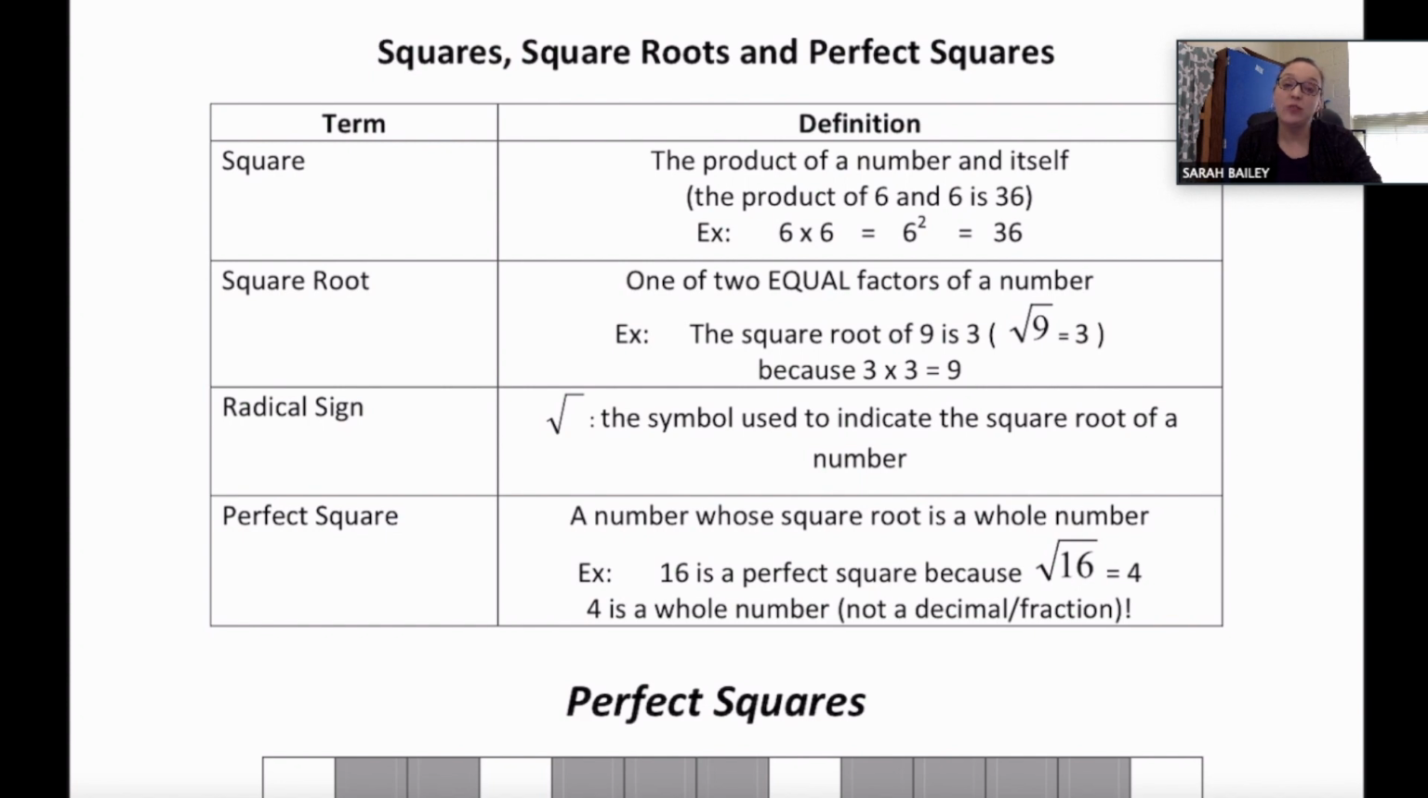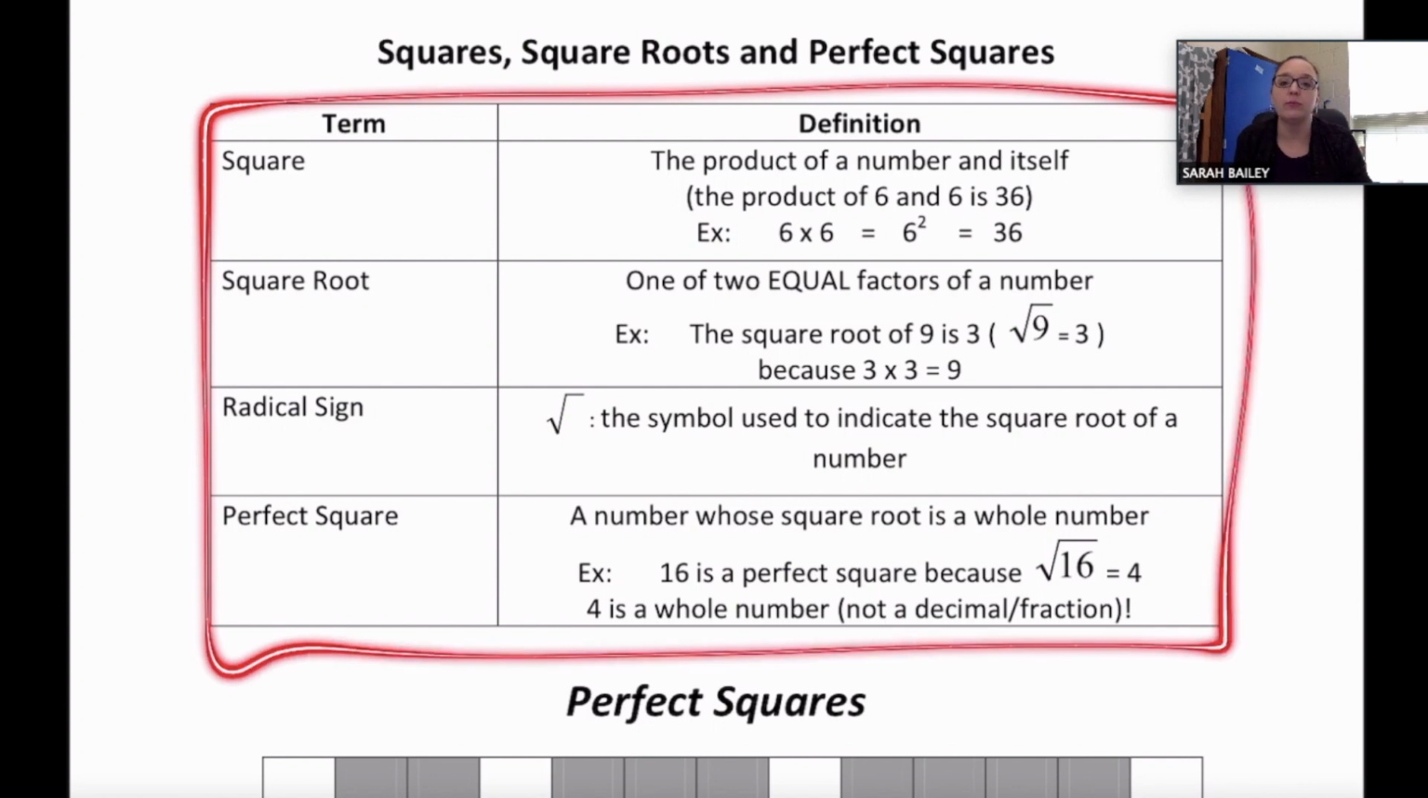In today's lesson, we're going to learn about squares, square roots, and perfect squares. And some of these may be review for some of you. All right, so first we have this information in the box.